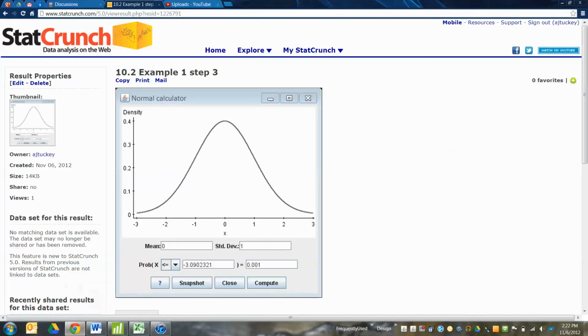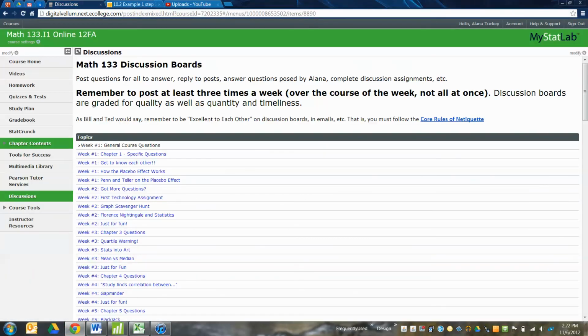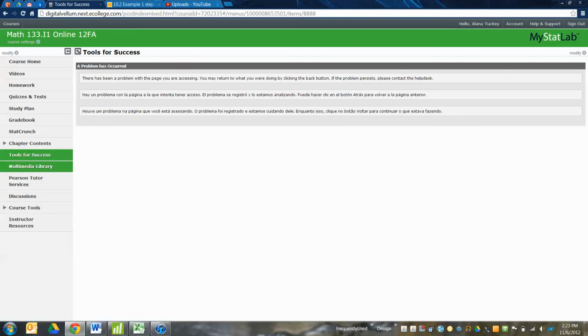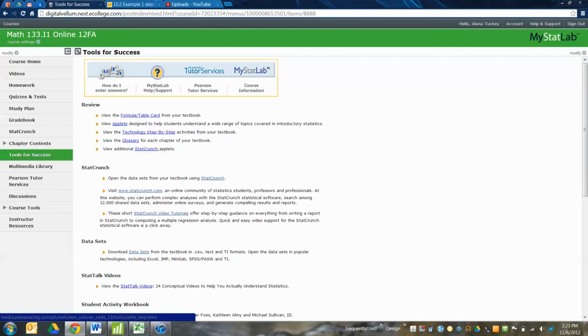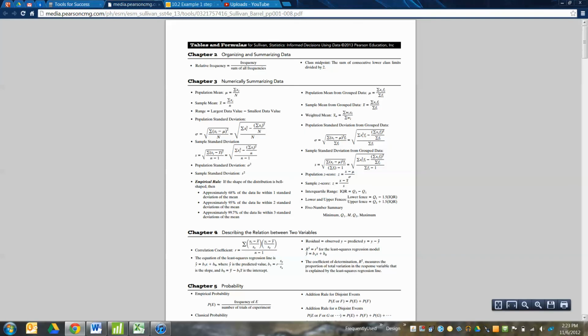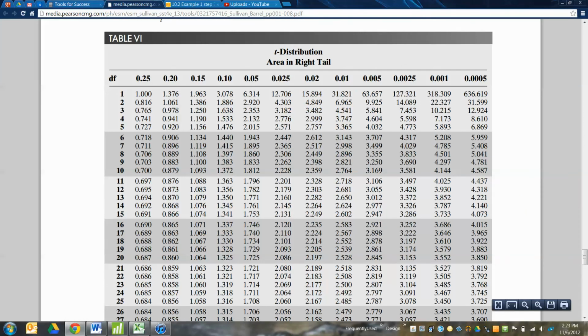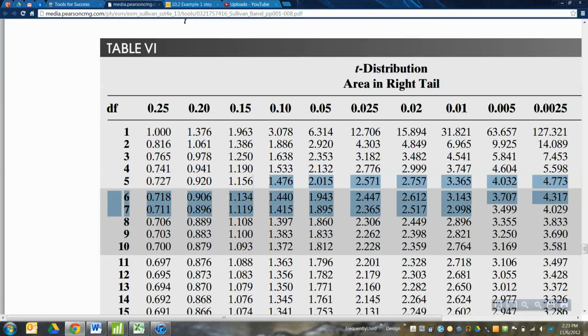Okay. Oh, and don't forget that you can do it from a table. Hold on. Let me go find that. That's under Tools for Success. Oops, let me reload. There it is. All right, Tools for Success, Formula Table card. And we wait while it loads. Make sure you have the most recent Java to do this. And there it is.